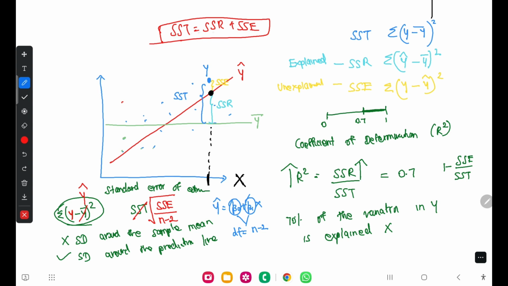So if you don't know SSR, but you know these two, then you can easily find this. Let me quickly explain what is meant by adjusted R square as well. So coefficient of determination, that is R square. Now we have something called adjusted R square.